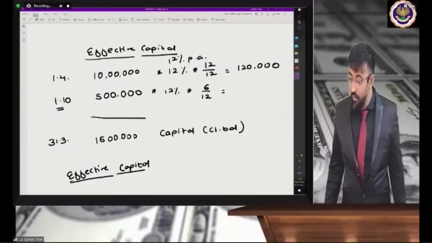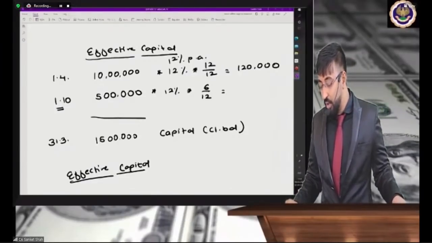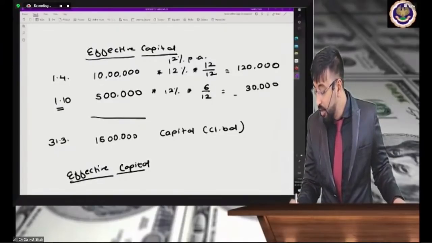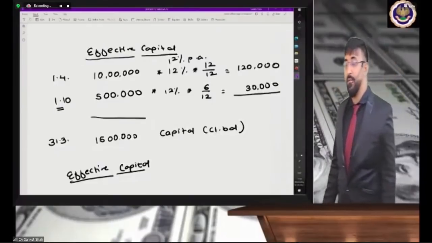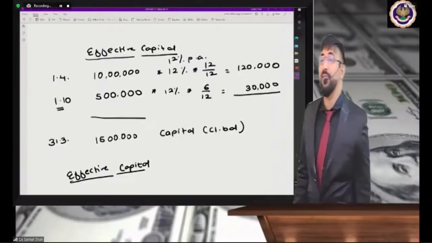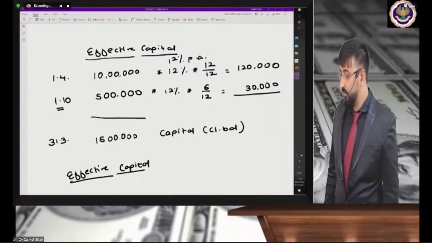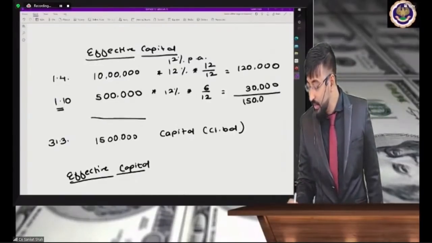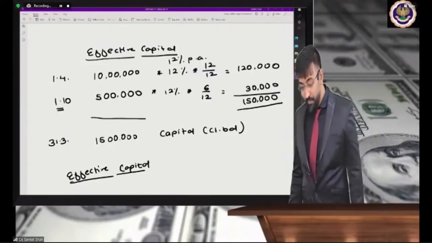Yes. So now 5 lakhs into 12% into 6 months. That means how much, beta? 5,000 rupees per month, so this becomes 30,000. You can calculate it because I know you will need a calculator for this calculation. 5 lakhs into 12% into 6 by 12. 30,000, correct? So total interest is 1,50,000.